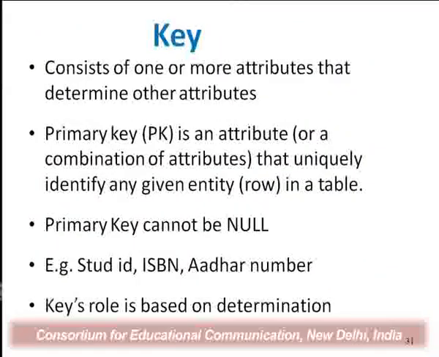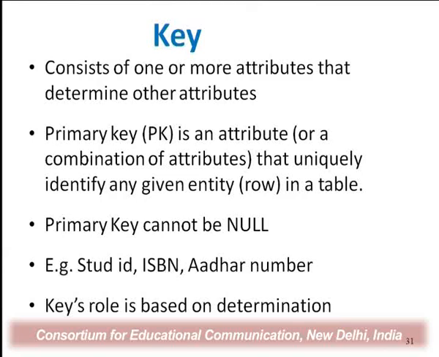Now, if we talk about the concept of keys, what is a key? By key, we are referring to an attribute of the table. A key consists of one or more attributes that determine other attributes. Different types of keys will be discussed in the discourse of relational database management systems. The most important and foremost is known as the primary key.